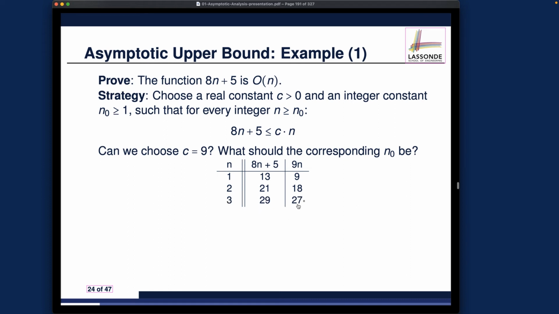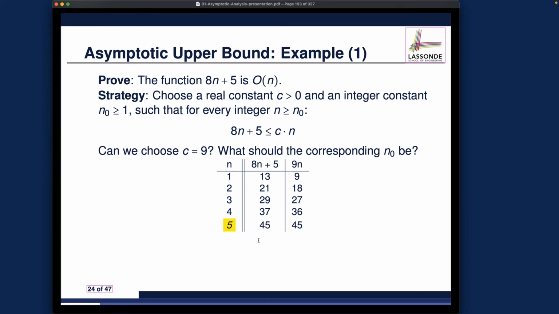29 less than or equal to 27. That's also not true, but we're getting closer, okay? What about 4? 37 less than or equal to 36. That's also not true. So we haven't found n0 just yet, but we are approaching, hopefully very soon.